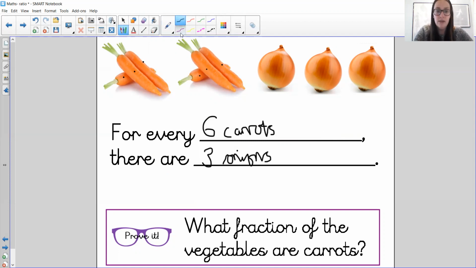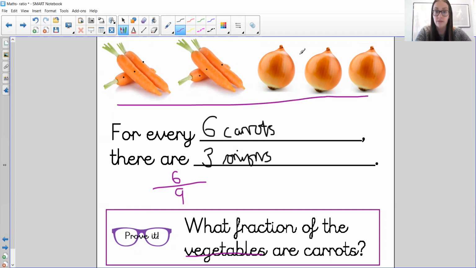Okay then, a little bit of a prove it. Thinking about this in a slightly different way. So this is a ratio, but I now want you to prove it by thinking about this as a fraction. What fraction of the vegetables are carrots? Right, well, let's think about this then. So we've got how many carrots? Well, we've got 6. And it's out of what? What's the total amount of vegetables? Well, there's 9. So 6/9 of this lot of vegetables is carrots.